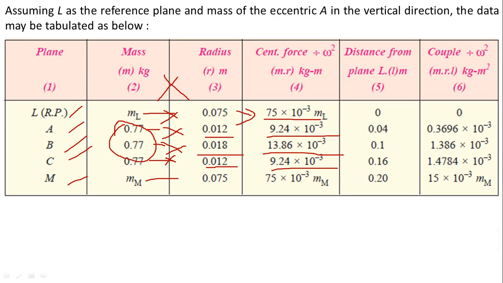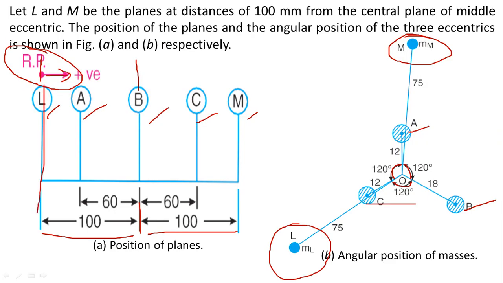Next, 0.075, then 75 into 10 to the minus 3 mm. Then the distance from the plane L, measured from here, this one is taken as 0. So from this you know all the distances. 100 minus 60 will be 40, this also will be 40. So first L to A is 40, then L to B is 100, L to C will be 100 plus 60, 160, then L to M will be total 200.